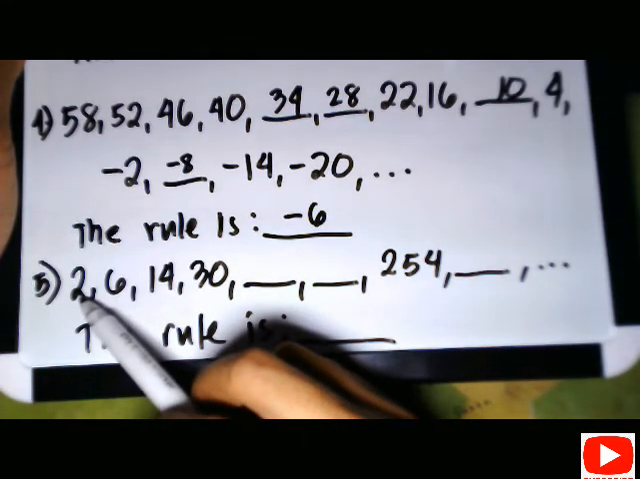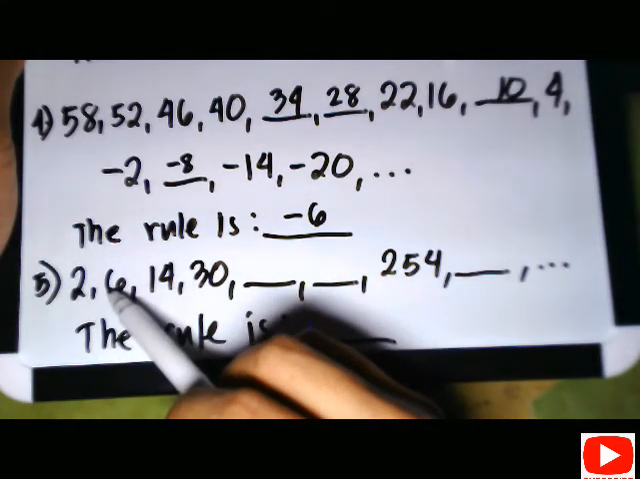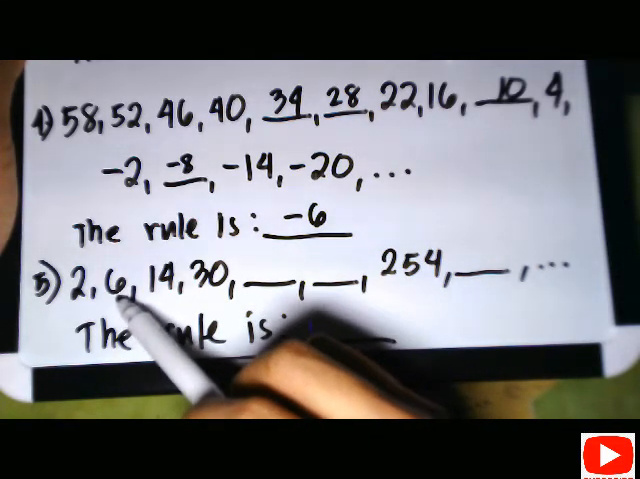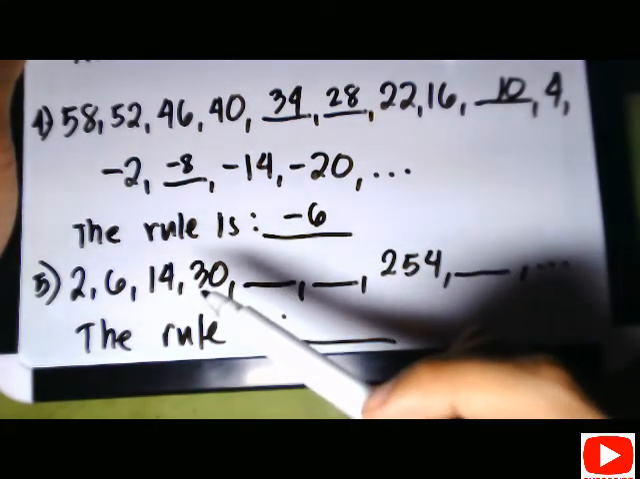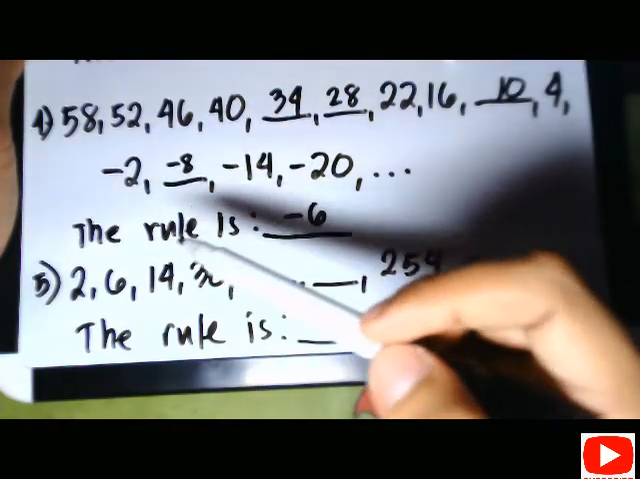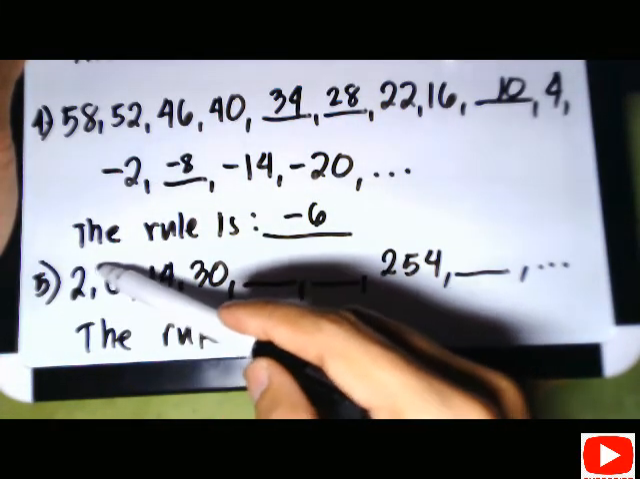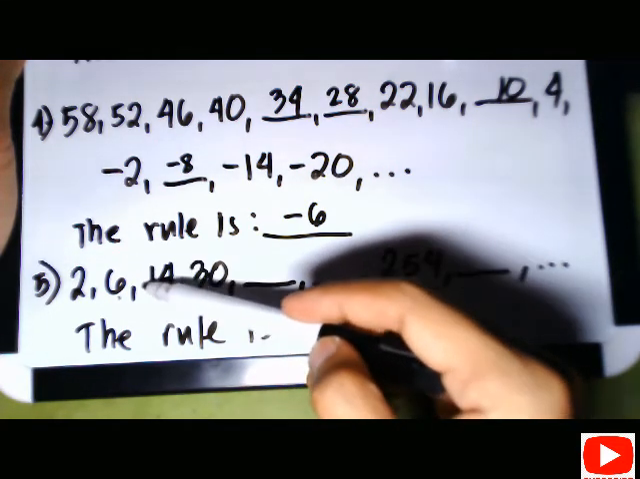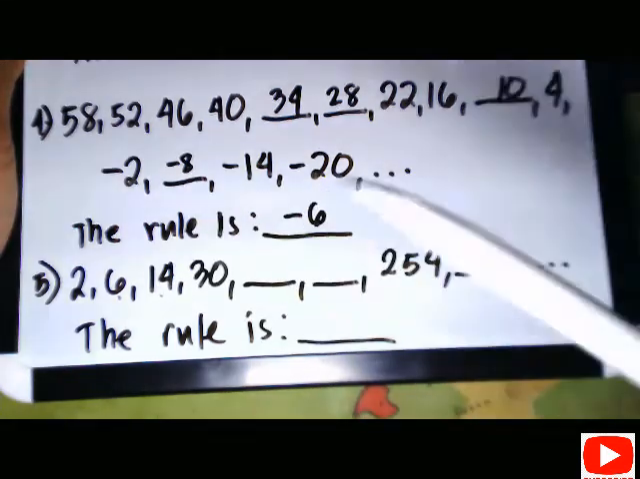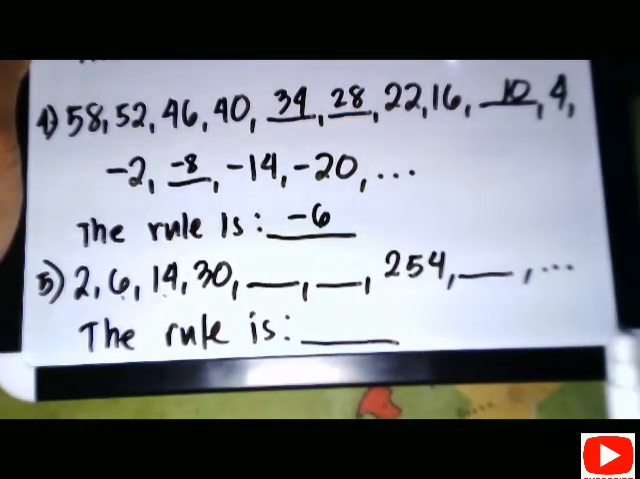So when we use addition, does it work? 2 plus 4, that's 6. 6 plus 8. Okay, doesn't work. Let's try to find another pattern. Let's say multiplication. When we multiply 2 by 3, that becomes 6. 6 times 3, that's 18. It's not 14. So maybe in this sequence, there are 2 operations.